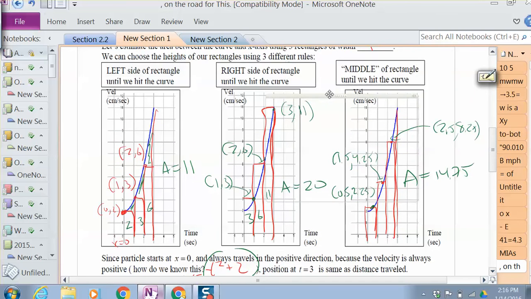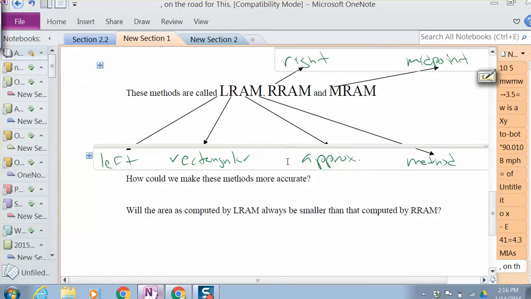So again, left rectangular approximation method means you take a rectangle and use the top left corner to touch the curve, and every rectangle does that until you have covered the entire region. Right rectangular approximation method is you take the top right corner and do the same thing. And midpoint rectangular approximation is when you take the midpoint of the top side of the rectangle and do the same thing.